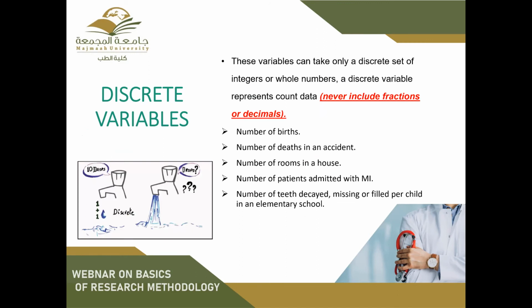What is discrete? It is a quantitative measure, but in this variable, fractions or decimals never get included, like number of births. Number of births can have a whole number, 1, 2, 3, 4, 5. Number of births cannot be 1.25, 1.75, 2.25. Number of deaths in an accident can be 1, 2, 3, 4, 5. We would not conclude that the number of deaths today were 27.21. Number of rooms in a house will be 1, 2, 3, 4, 5, 6, but cannot be in fractions. Nobody would say I have 2.75 rooms in my house. Number of patients admitted. So these are discrete variables, but they don't include fractions or decimals.